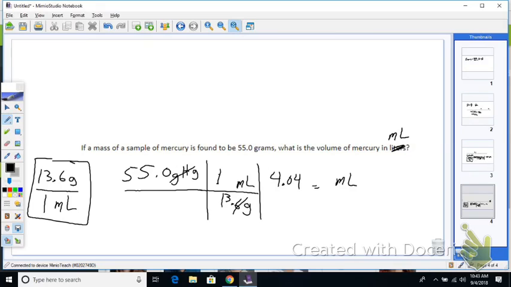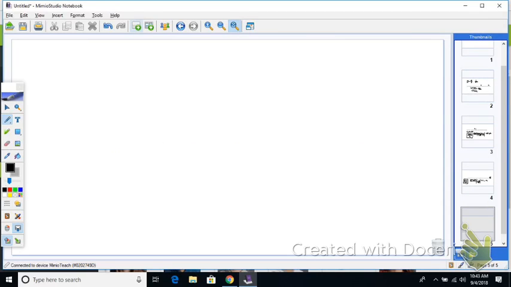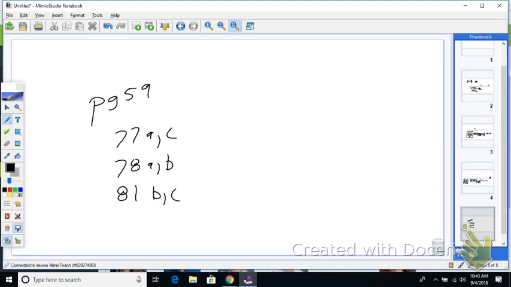Okay? I've got to give you the problems for you to do. So, page 59. You do 77 AC, 78 AB, 81 BC, 83 C. These are all density ones, by the way. And 84 B. Do those for tomorrow.